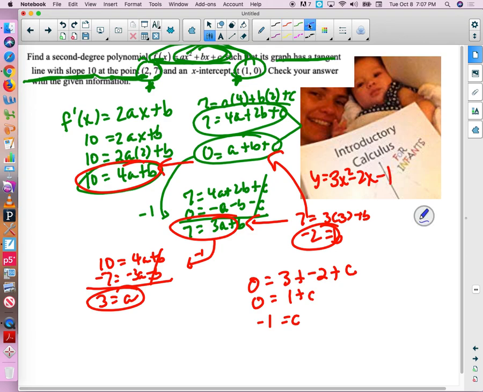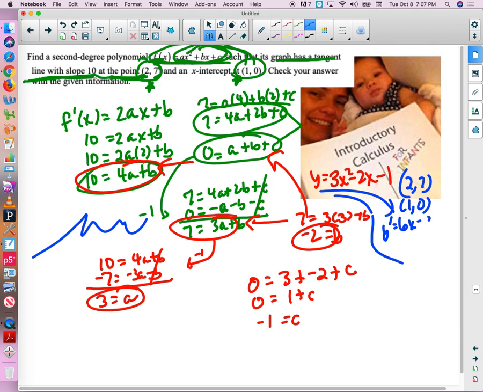You can check a couple of things. Check your answer with given information. First of all, see if you fill in 2, if you do get 7, in case you made a careless mistake somewhere in here. That gives you 12 minus 4, yep. Then check that you get (1, 0), and if you fill in 1, you do get 0. Then you can take the derivative for your check, 6x minus 2, and the slope of the tangent line when x is 2 is going to be 12 minus 2, which is 10, so everything checks out. So this is my answer to that one.